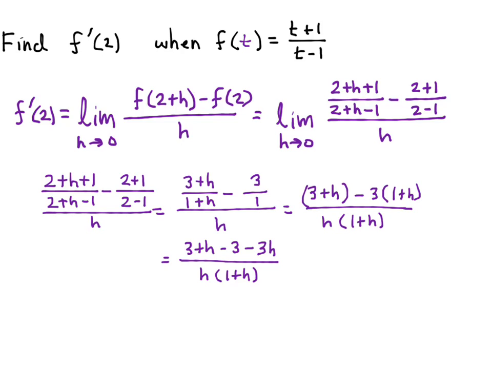So you're going to get a little bit of practice doing these complex fractions, so make sure you're good and solid in that. So here I have my 3 plus h minus 3h. Once I distribute that negative 3, and that's all over h times 1 plus h, and this works out to negative 2h over h times 1 plus h.